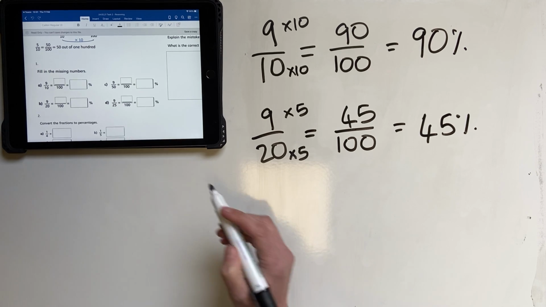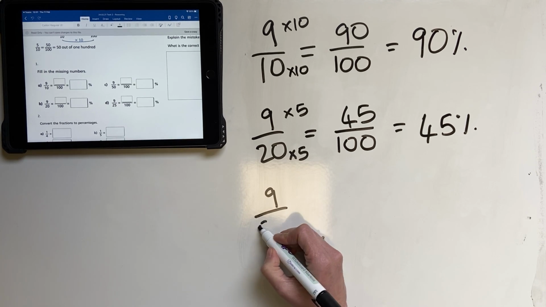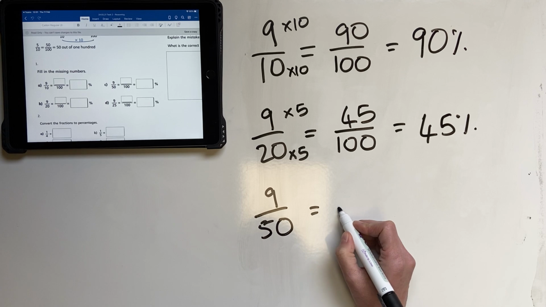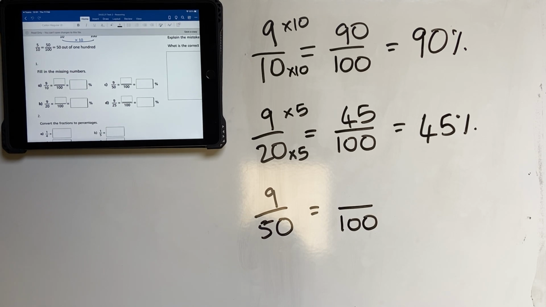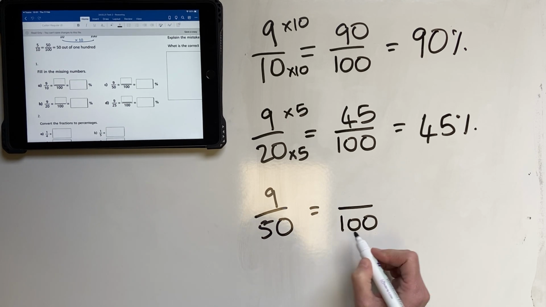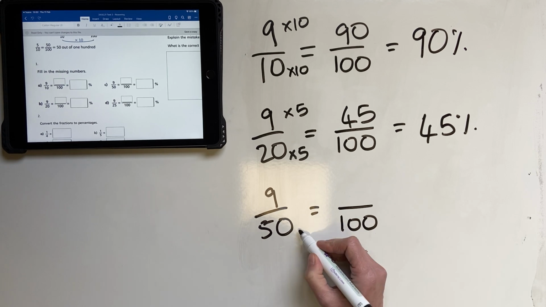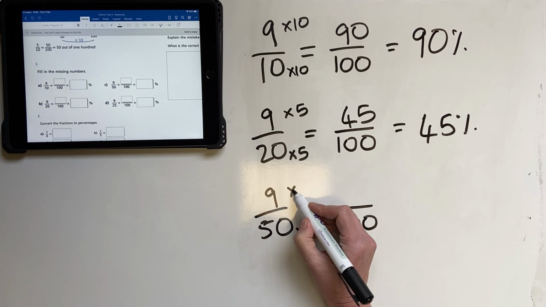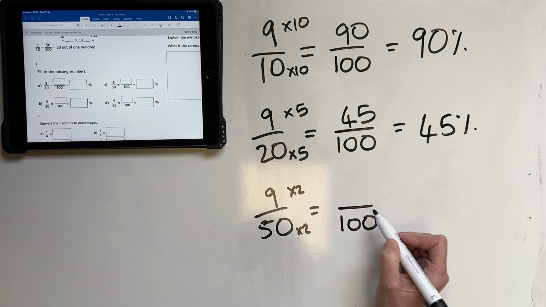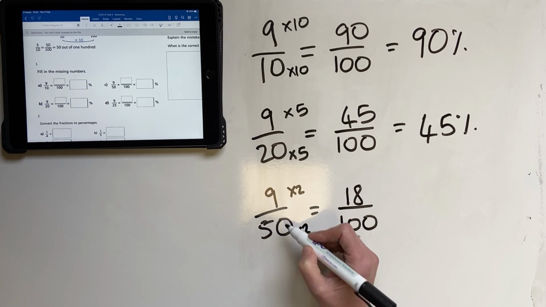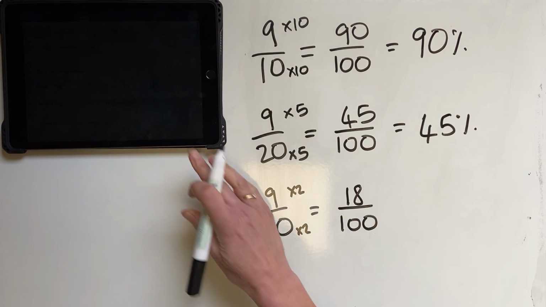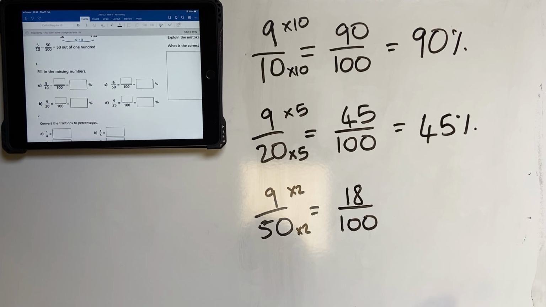C is 9 fiftieths. So what's the equivalent fraction in hundredths? So what do I do to 50? To make it 100, you multiply it by 2, which means you have to multiply the numerator by 2. 9 times 2 is 18. So 9 fiftieths is the equivalent fraction of 18 hundredths.